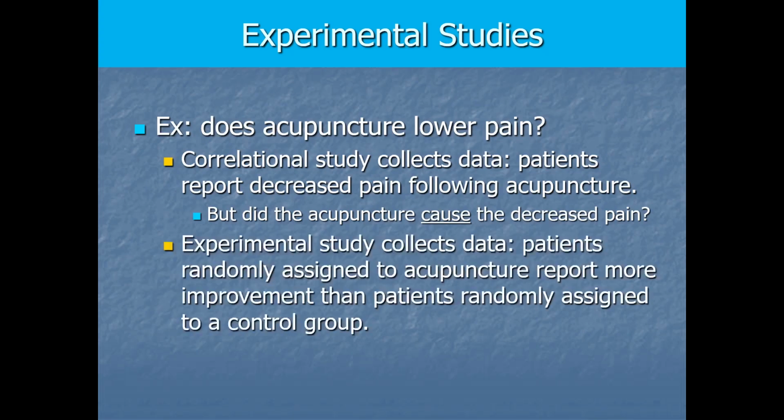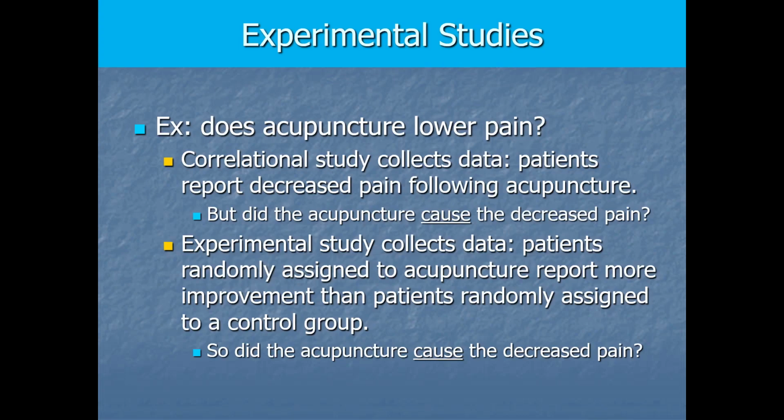But what if our data then shows that those in the acupuncture group report more improvement than those assigned to the control group? That's an experiment. Should we conclude from that the acupuncture caused the decreased pain? After all, we did an experiment. Both groups started the same thanks to random assignment. And then we added acupuncture or no acupuncture as the only difference between the groups. So surely that has to be the explanation for the lower pain in our acupuncture group, right?